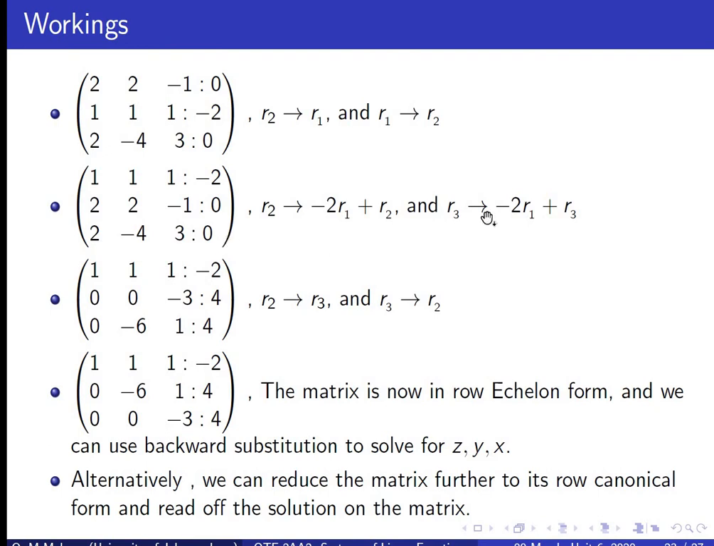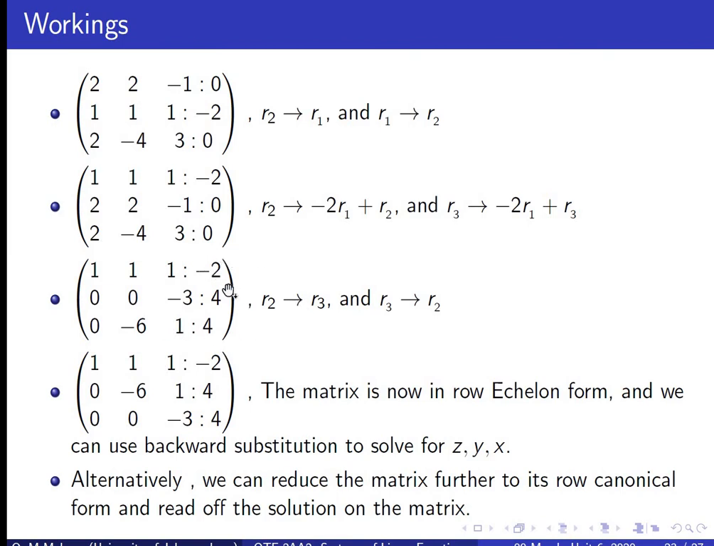So row 3 will change and it will become -2 row 1 plus row 3. -2 row 1 gives me -2, and I add row 3: -2 plus 2 is 0. -2 plus -4 is -6. -2 plus 3 is 1. -2 times -2 is 4, and I add 0 to get 4, right?